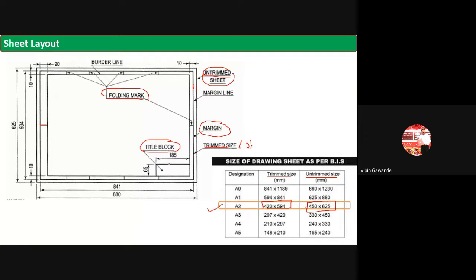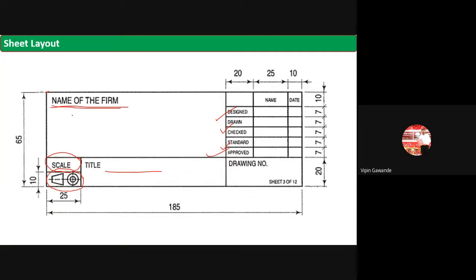So what is the function of the title block? It gives all the information regarding the drawing sheet. So that is the main function of the title block.